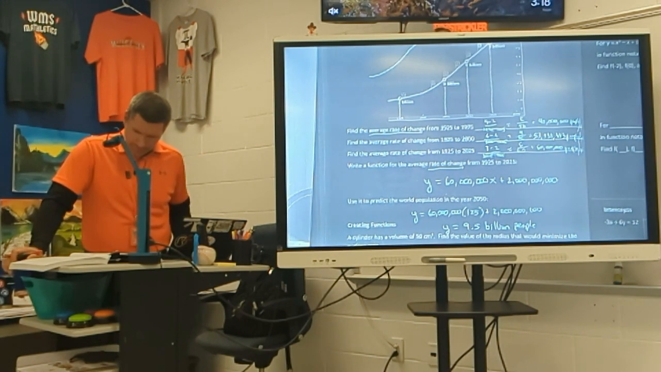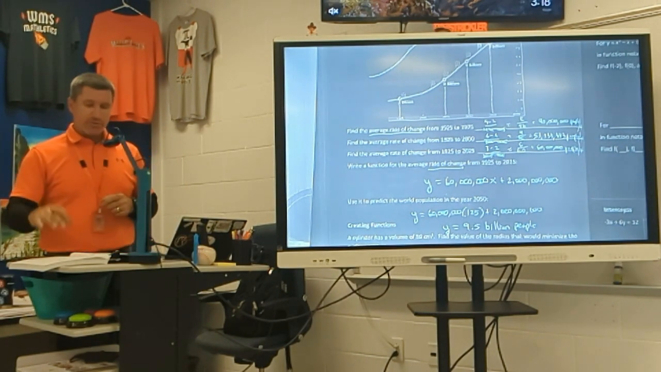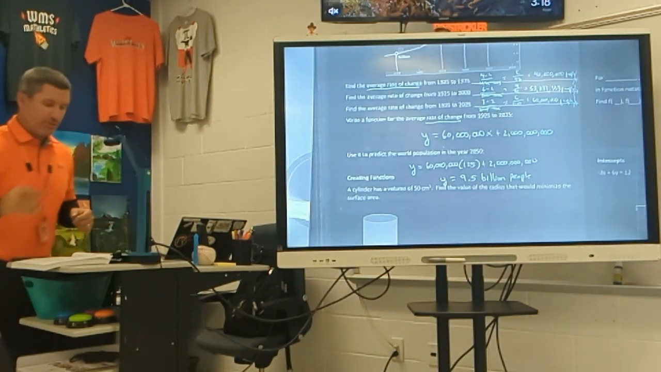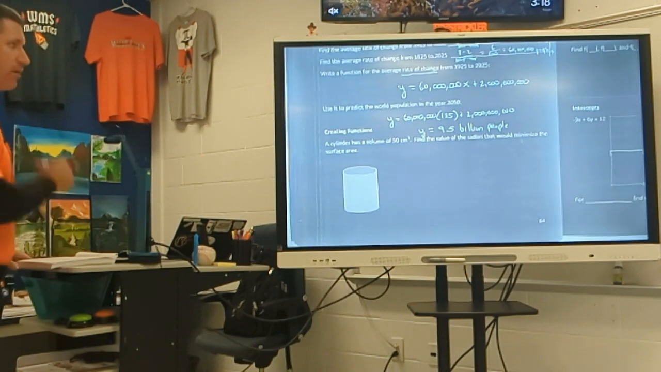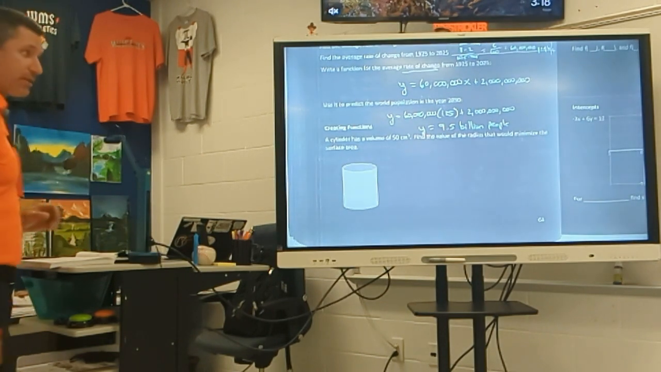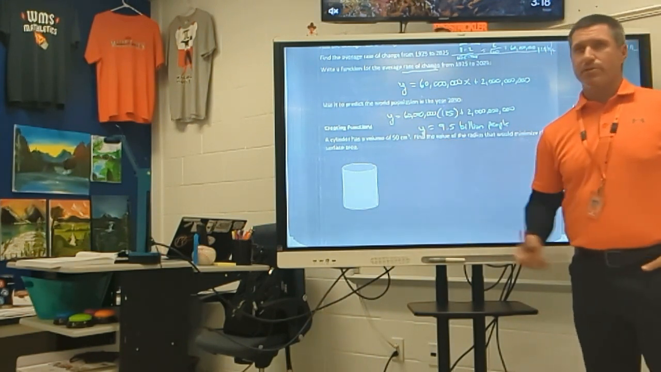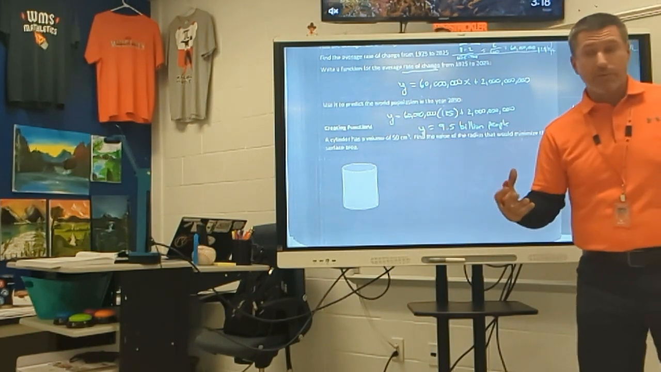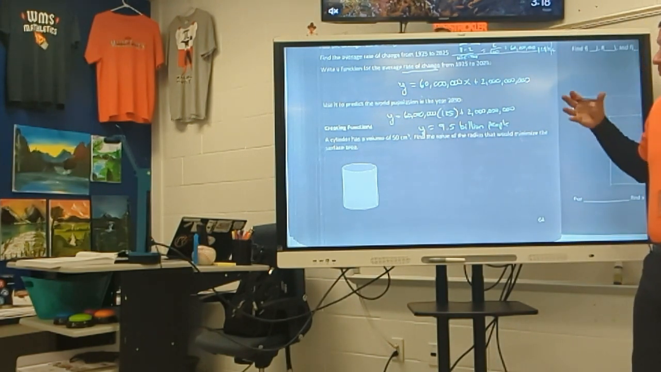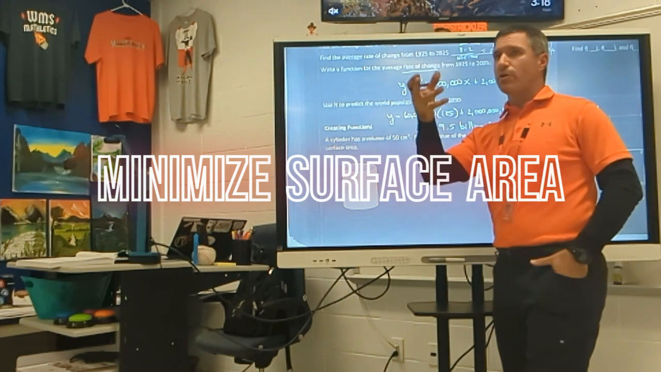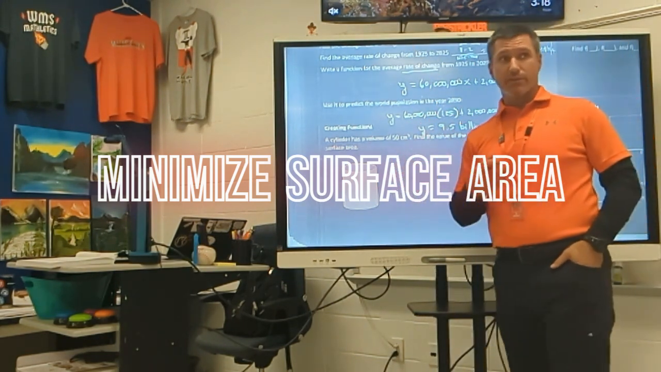All right, my last example is a cylinder. We've done one of these already. I want to show you again a process by which we can get a function that we can plug into to maximize some things or minimize the others. In this case, we want to minimize. It says the cylinder has a volume of 50 cubic centimeters, so it holds 50 cubic centimeters of liquid or whatever. And you want to find the value of the radius that would minimize the surface area. So we want the smallest container possible that still holds this amount of liquid.